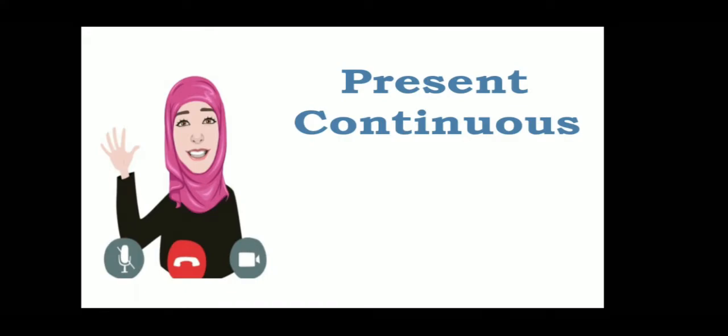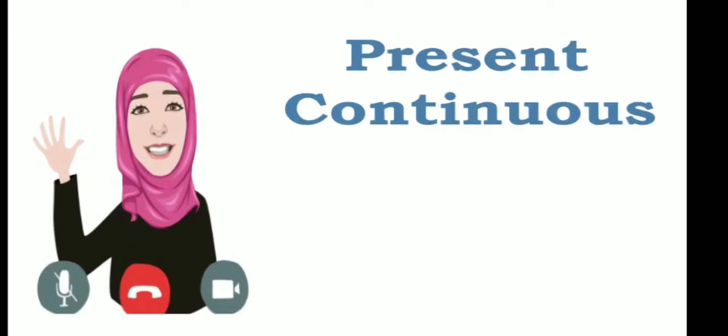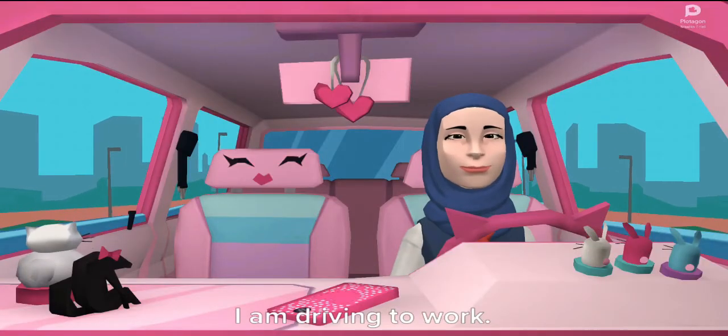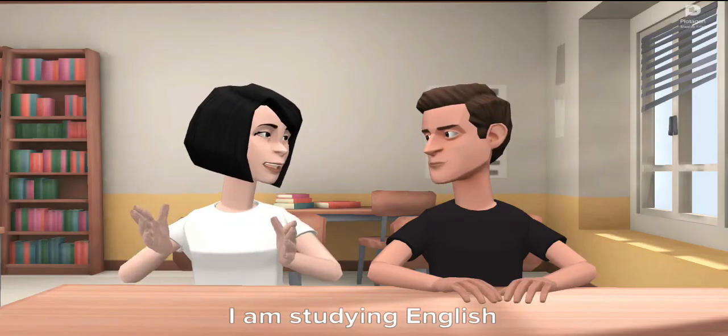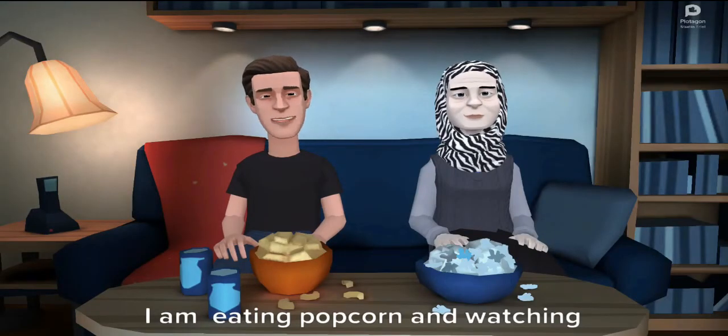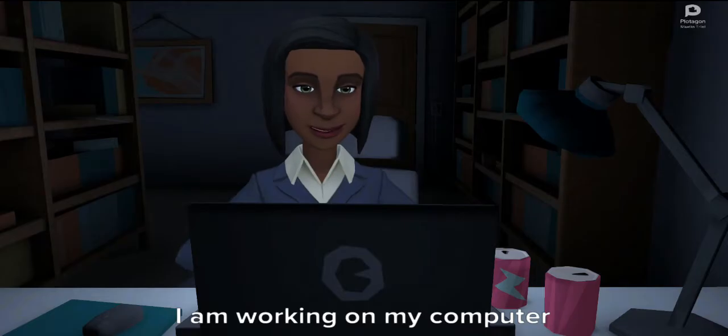In the previous videos, we were talking about some simple tenses like the present simple, the past simple, and future simple tense. Today, we are going to look at one of the continuous tenses, which is the present continuous tense. Look at the following examples and see how we form the present continuous. I am driving to work. I am studying English. I am eating popcorn and watching TV. I am working on my computer.